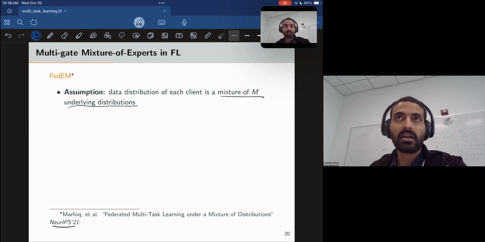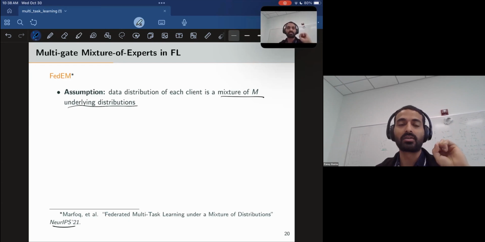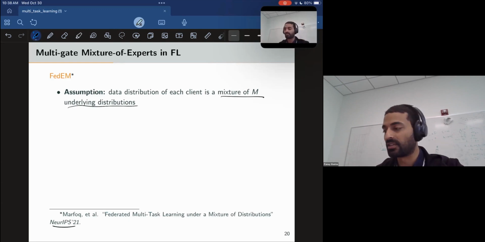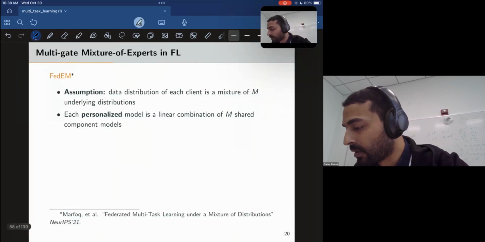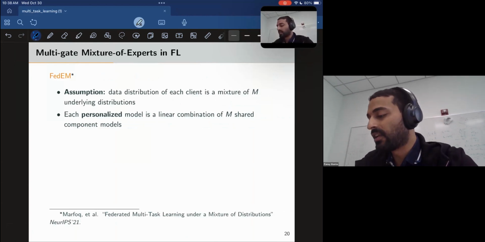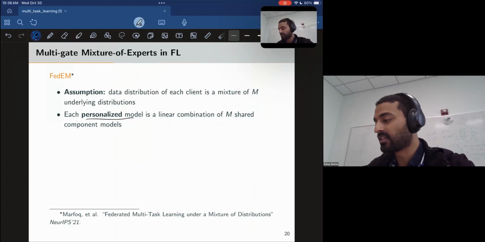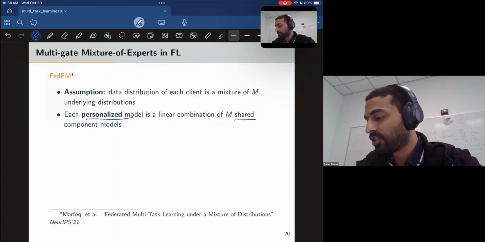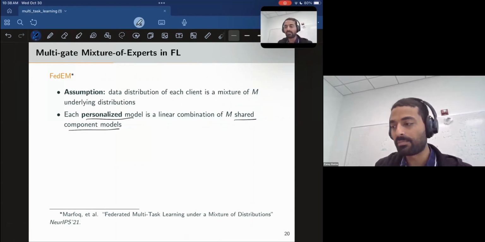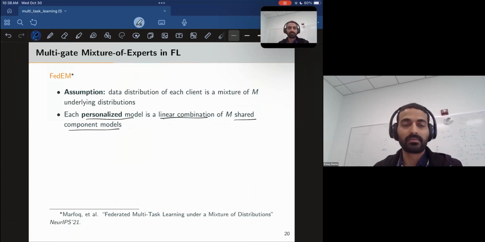And then every client samples some mixture of these M underlying distributions. So these are the ground truths, and every client is picking some samples from each of these, right? And then they proposed that they will learn personalized models where what they did first is they learn M shared models, and then every personalized model will be a linear combination of these shared models, right?